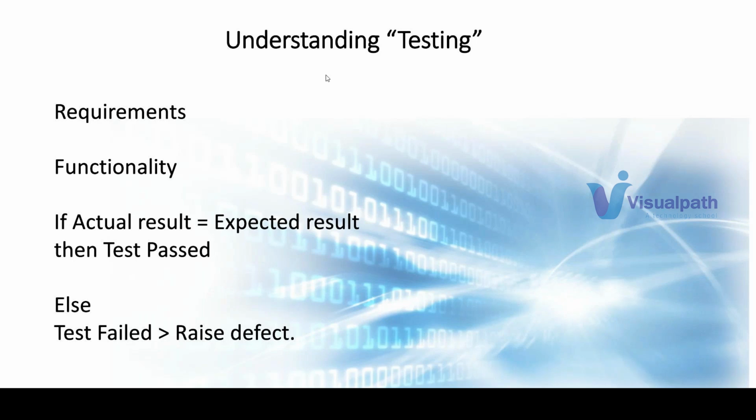So basically, validations are done against a requirement. I am talking about generic testing. Let's say there is a car manufacturer. After pressing the brake, the car has to stop. This is the requirement, and the functionality is that we check whether the car is actually stopping or not after pressing the brake. If the actual result, after pressing the brake, is that the car is stopping, that is our expected result, which is our requirement.